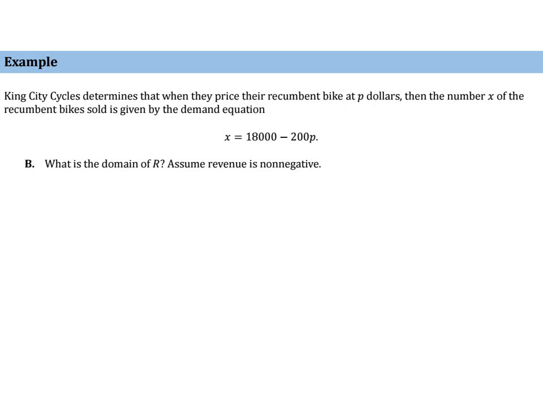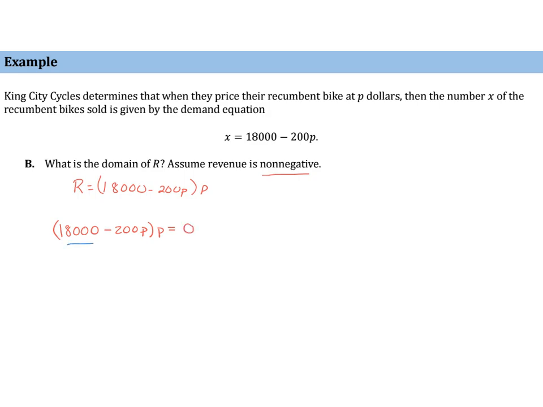So what is the domain of R? Typically, we would think that a function like that, 18,000 minus 200p, all times p, is going to be all real numbers. But we are expecting revenue to not be negative. So let's think about when it would equal 0. That would be the lowest revenue we would allow. So 18,000 minus 200p, times p, is our revenue. When does it equal 0?